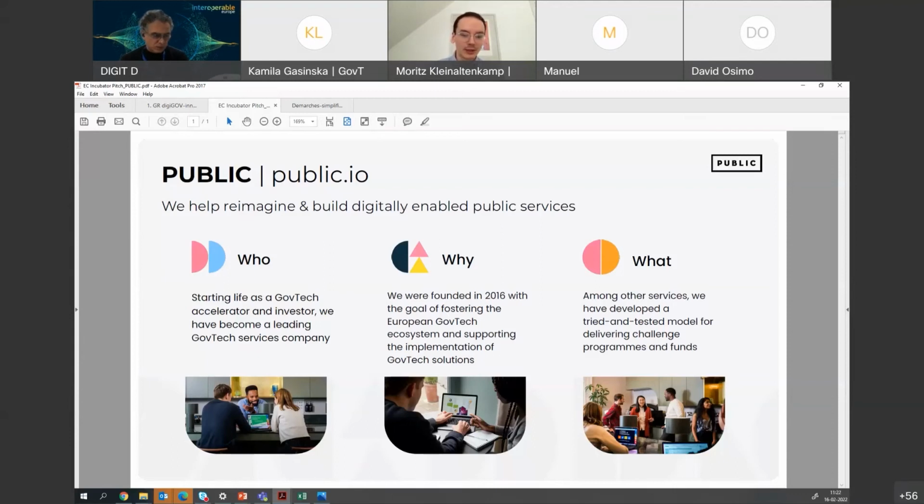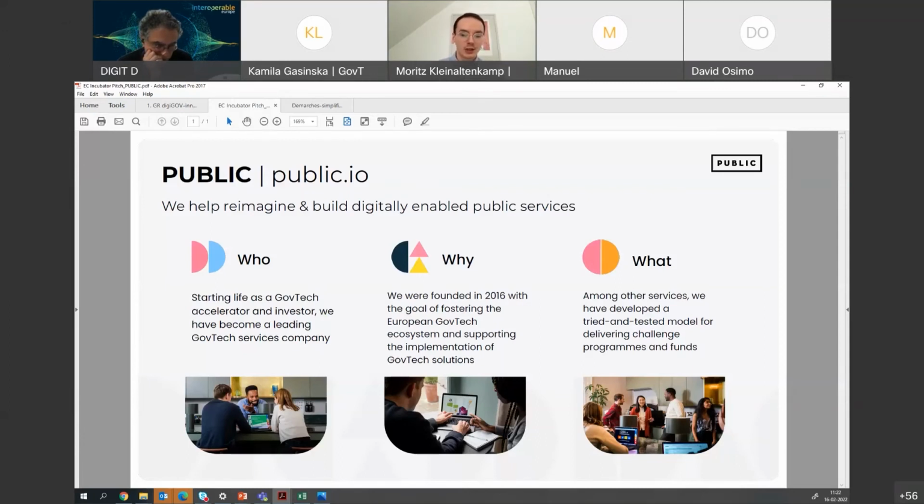Why do we want to participate? This is quite simple. Since we were founded in 2016, GovTech has been the essence of what we do. So we are very excited about this incubator. We support it very much, and we would be excited to contribute to any activities in consortia. What do we offer? Perhaps most importantly for the incubator, we offer tried and tested models for developing and running challenge programs and challenge funds that allow government actors to get in touch with and prototype innovative GovTech solutions that were developed by startups.